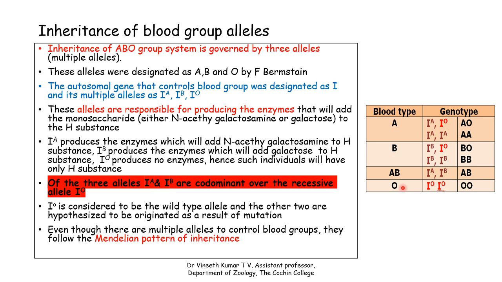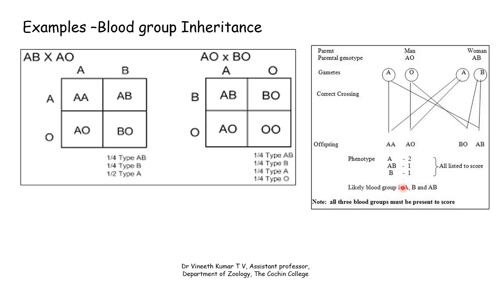Regarding the inheritance of the blood group alleles, we will be discussing a few examples on how these blood group alleles are inherited by the next generation in different blood groups. In the first example, these are two examples in this particular box. We are going to cross AB and AO. AO means it is heterozygous for A blood group, and this is AB.